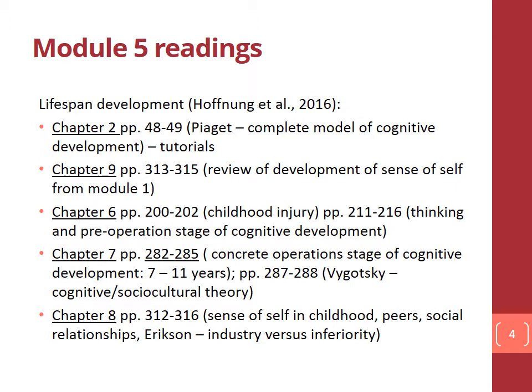Pages 287 to 288 refer to Vygotsky, who is another cognitive theorist and who I'll refer to towards the end of this lecture. In terms of social development, the childhood stage of Erikson, industry versus inferiority, and its relationship to the sense of self gained in childhood and the influence of peers and social relationships is covered between pages 312 to 316.